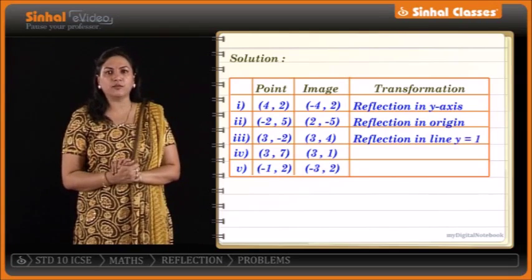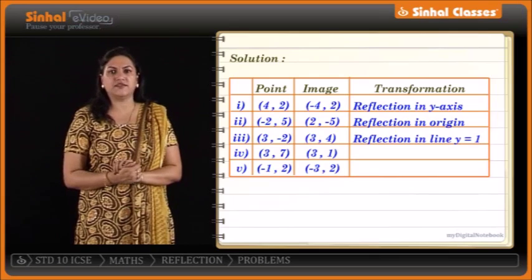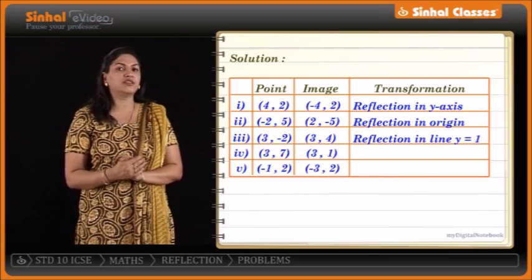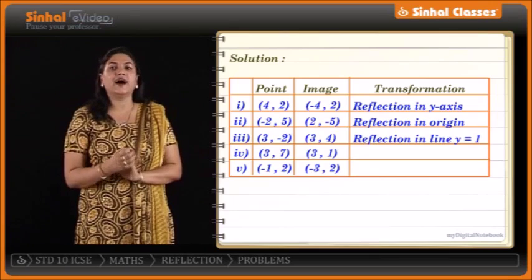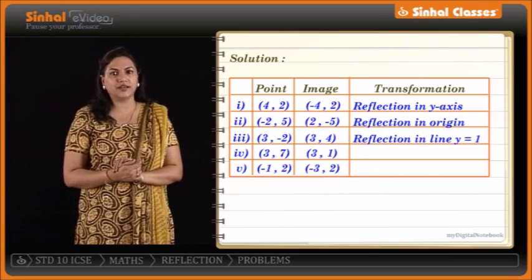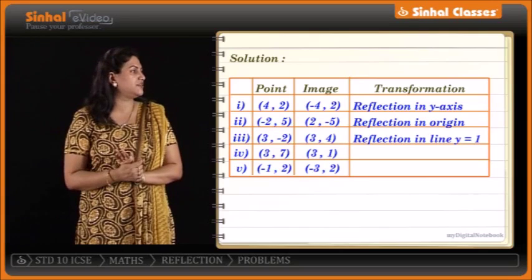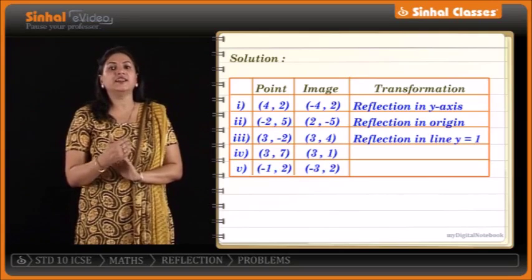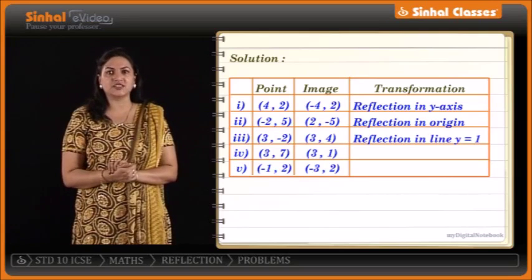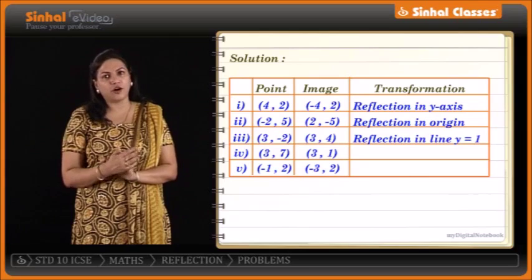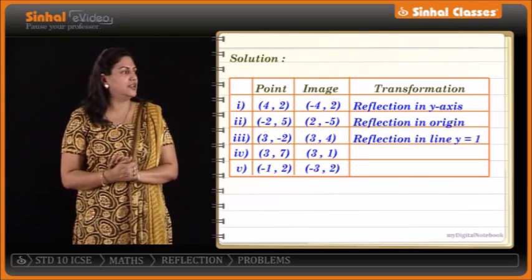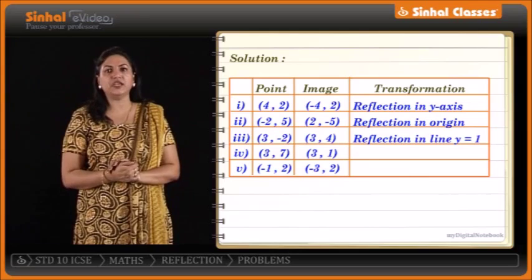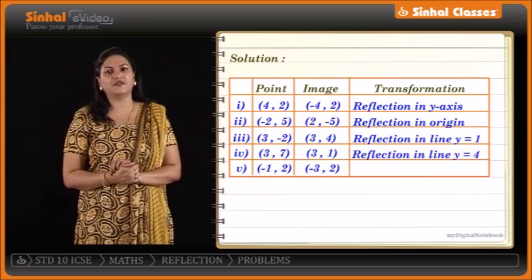Now let's take the fourth point. It's (3, 7), and its image is (3, 1). Again over here, the x coordinate is the same, but the y coordinates are different. So we take the difference, that is 6, divide by 2, again 3. Now each point should be at a distance of 3 units from the axis of reflection. So the required line will be y equals 4.